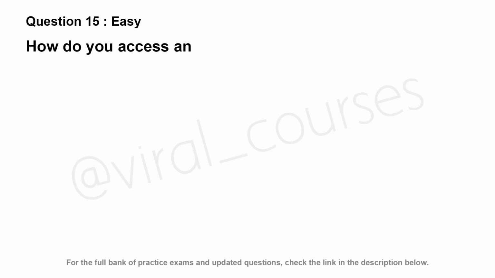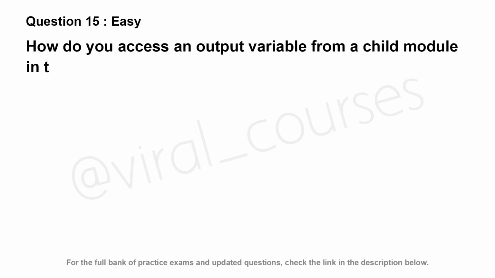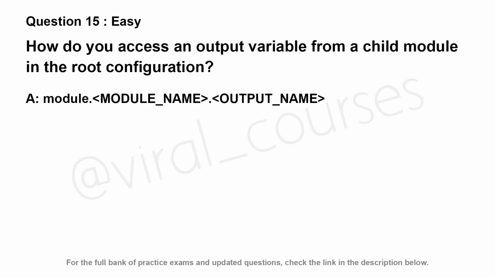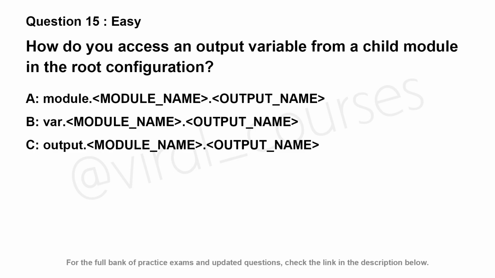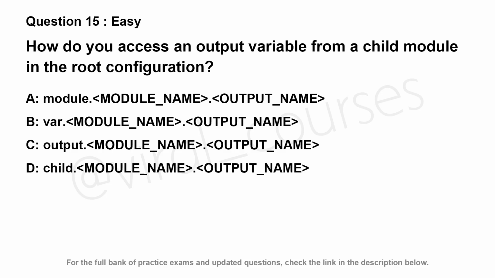How do you access an output variable from a child module in the root configuration? Option A. module.<module_name>.<output_name>. Option B. var.<module_name>.<output_name>. Option C. output.<module_name>.<output_name>. Option D. child.<module_name>.<output_name>.